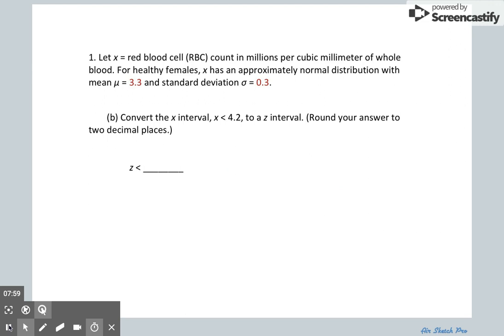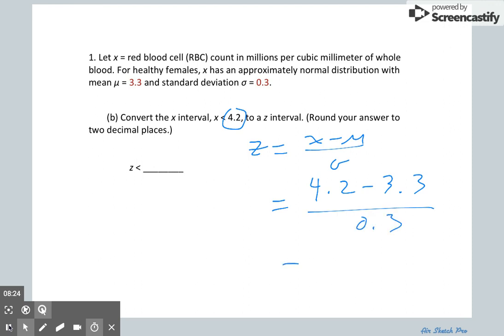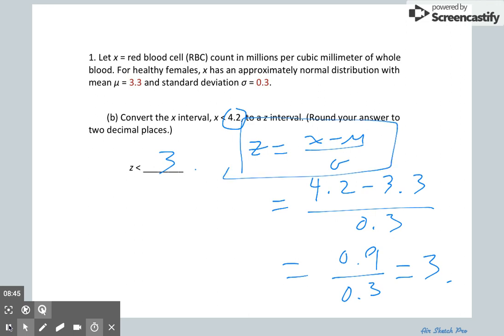All right, part B asks me to convert the X interval, X is less than 4.2, to a Z interval. So we're going to use the formula again, Z equals X minus mean divided by sigma. So this will be 4.2, as we're converting this value to a Z-score. 4.2 minus 3.3 divided by 0.3. So this is 0.9 divided by 0.3, or 3. So the X interval, X is less than 4.2, is the same as the Z interval, Z is less than 3. We're just changing X scores to Z scores using this formula. The Z score is how many standard deviations away from the mean an X score is.